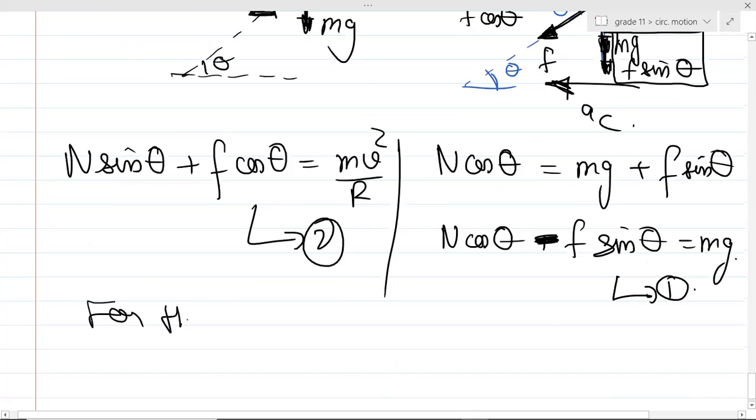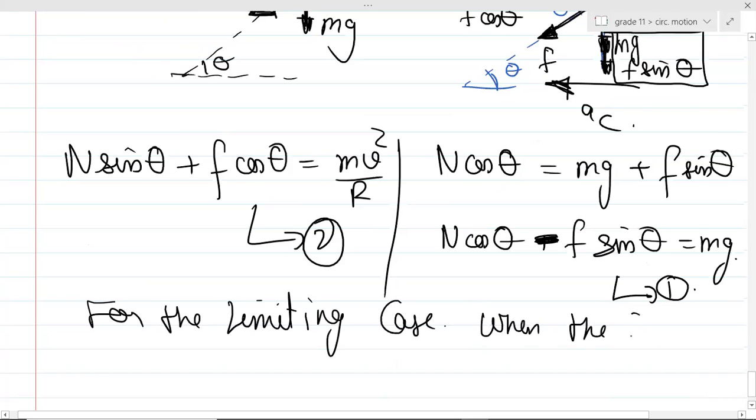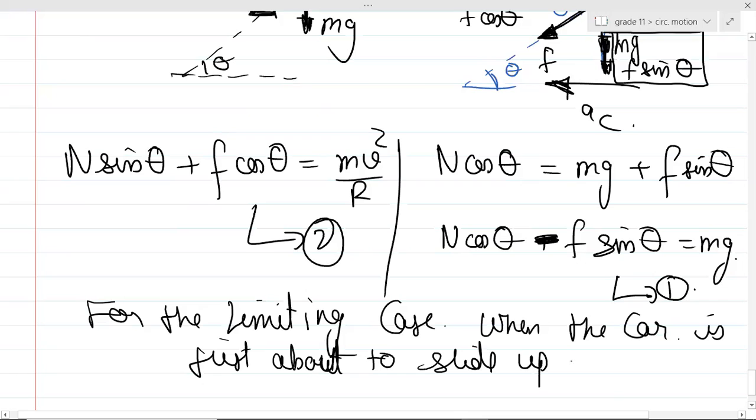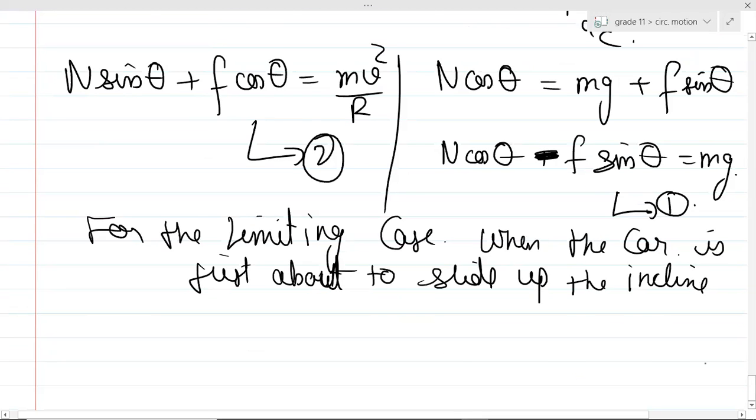So for the limiting case, when the car is just about to slide out. I'm talking only about the limiting case, okay? So basically, in place of F, I'll write FL. If I write F equals FL, then what will happen? FL will be equal to mu, and in place of F, I'll write mu N, right?